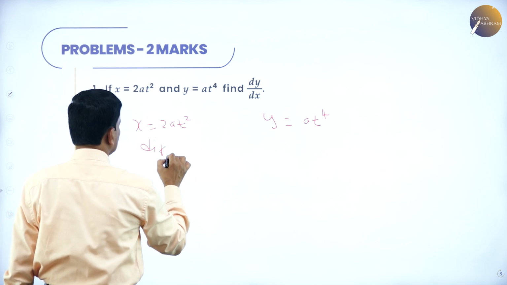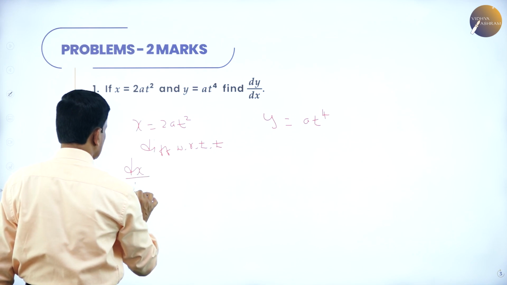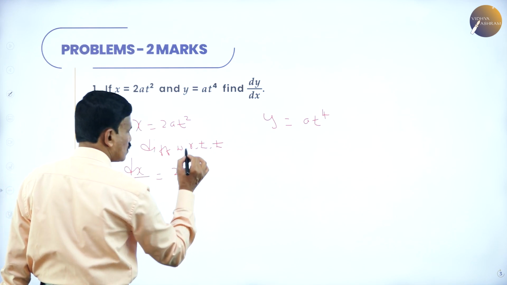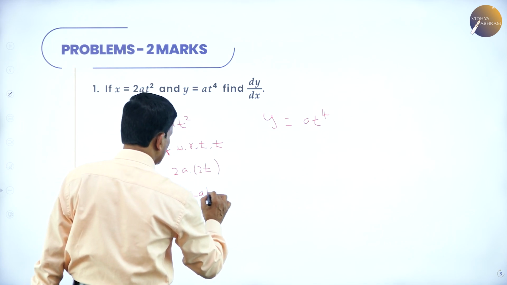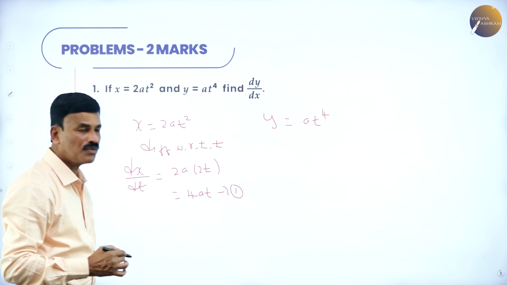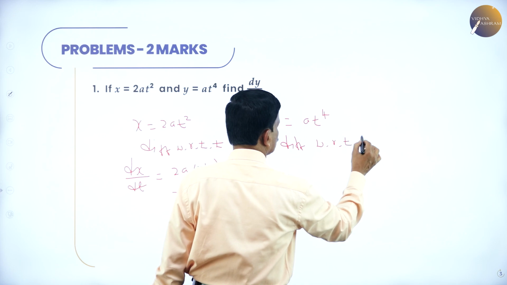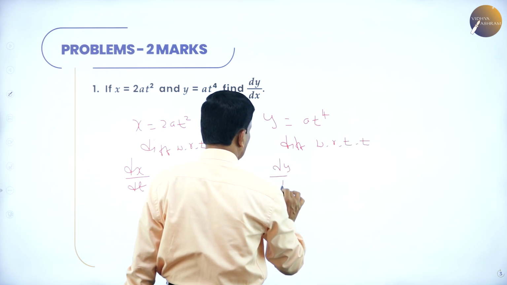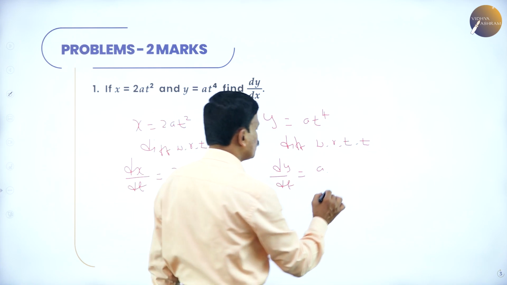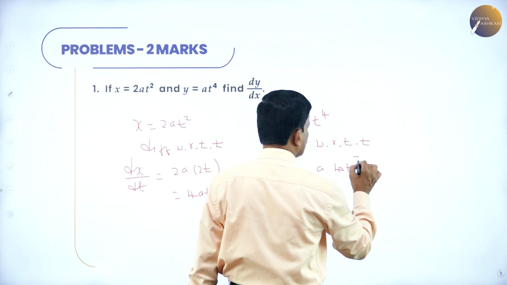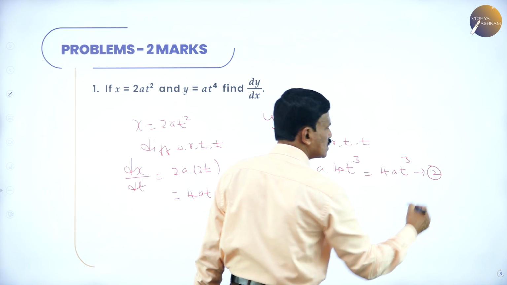Now differentiate this with respect to t. Differentiating with respect to t, what will we get? dx by dt is equal to 2a constant, derivative of t square is 2t. This is equal to 4at. Let us represent this as equation number 1. On the other hand, differentiate this with respect to t. Then dy by dt is equal to a constant, differentiation of t to the power of 4 is 4t to the power of 4 minus 1, which is 3. So 4at cube. Let us represent this as equation number 2.